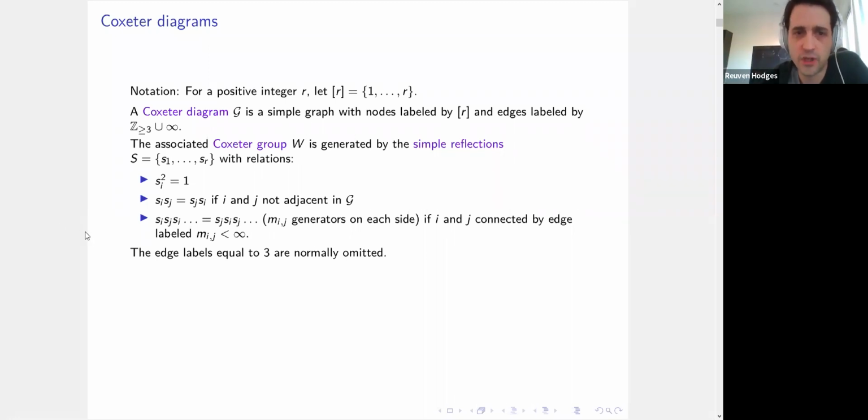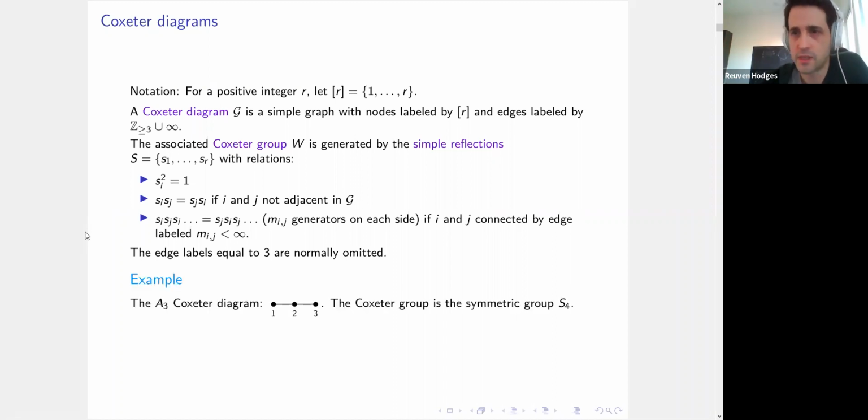And just as a bit of convention, the edge labels that are equal to 3 are usually omitted from the graph. So just as a quick example, the A3 Coxeter diagram looks like this. It's 3 nodes connected by 2 edges, and the associated Coxeter group to this Coxeter diagram is the symmetric group S4, right? S4 has 3 generators, they all square to 1. And for example, S1 and S3 commute with each other because they're not adjacent in this graph, etc. And so you can check that these relations that I list up here exactly give you the relations that generate S4. Okay, so this is Coxeter diagrams and Coxeter groups.